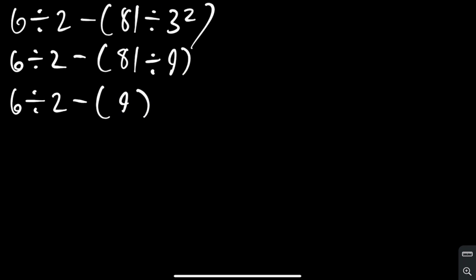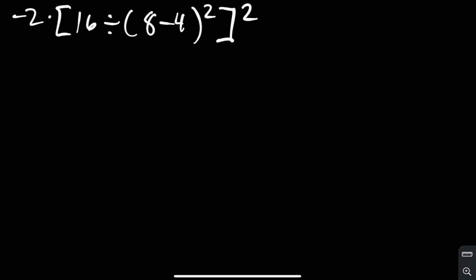And then we have our exponents are done, our parentheses are done. So now we move to multiplication and division. So here we have a division sign. So 6 divided by 2 is going to give you 3 minus 9. Or I didn't really have to write the parentheses, but minus 9. And then all we got to do is subtract. 3 minus 9 is going to give you negative 6. So that's going to be your answer.